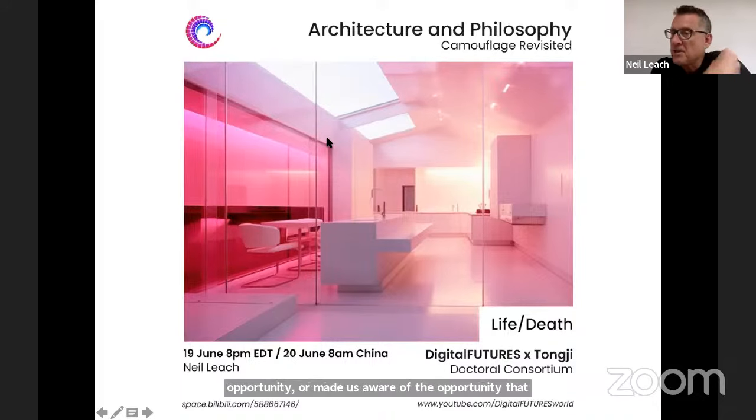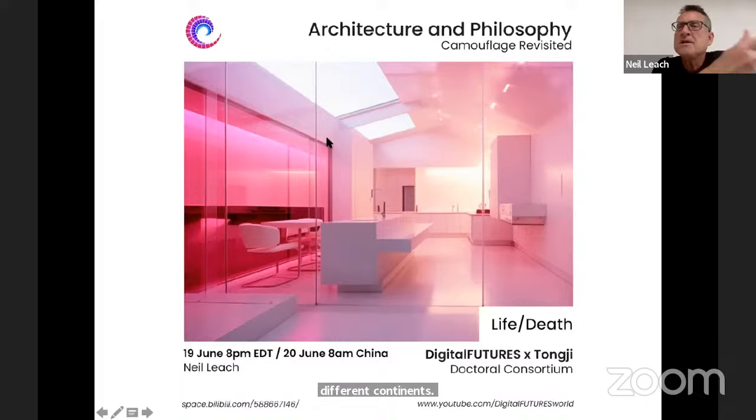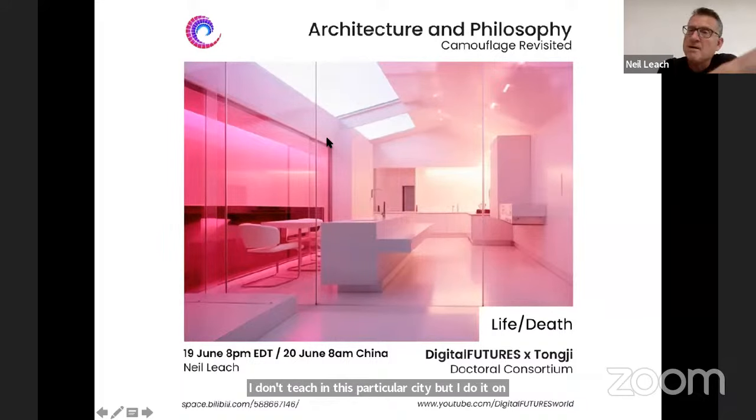I'm actually based on Venice Beach, but I teach on three different continents. I don't teach in this particular city, but I do it online. There are many opportunities for doing it online, and we know about the possibilities the digital future has exploited. But so too, it also affects the physical space.